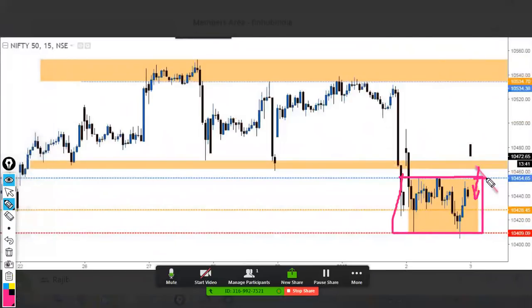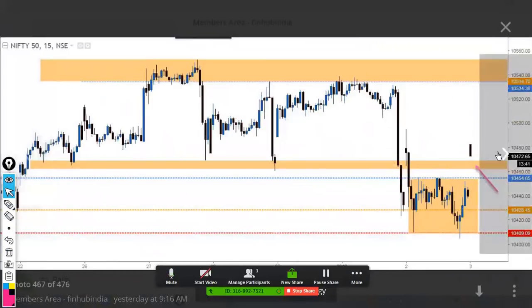Now what? This was what, resistance, right? Or support? This was support when price was falling from the up and down. It was support. Now the support is broken. As you all know, in the foundation course also, I taught you guys that this becomes a flip resistance. So look for sell. What do you look for in the resistance? You look for sell, isn't it?